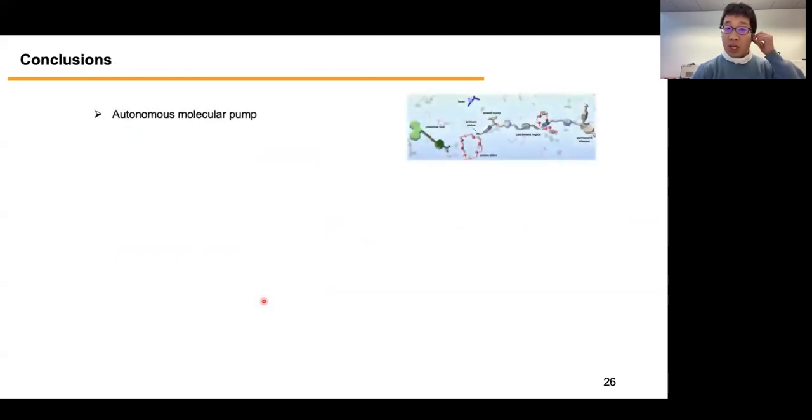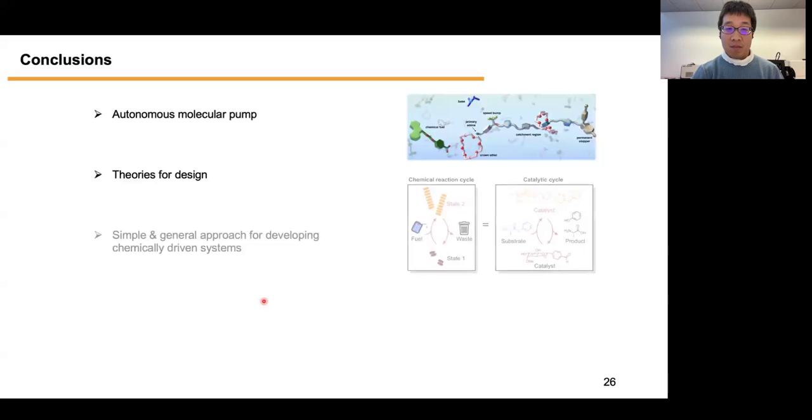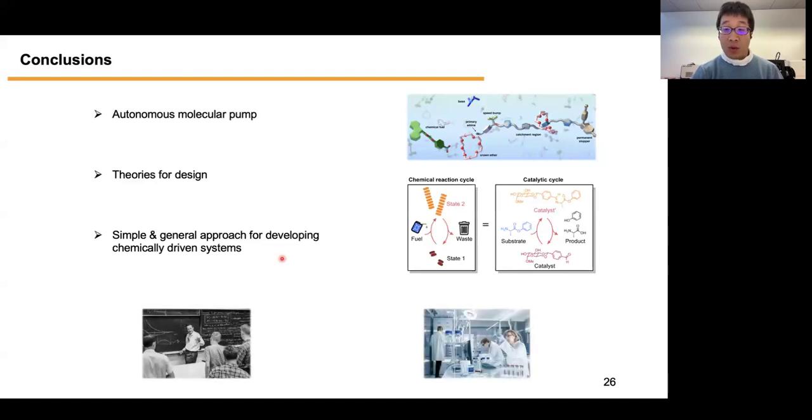So in conclusion, we realized an autonomous molecular pump, and we also developed some theories for aiding the design. And we realized a simple and general approach for developing chemically driven systems. And through these works, we could strengthen the link between the theoretical studies and experimental works. So the future direction will be to find more practical applications for Brownian ratchet mechanisms, and also to realize more interesting dynamics by, for example, synchronization.